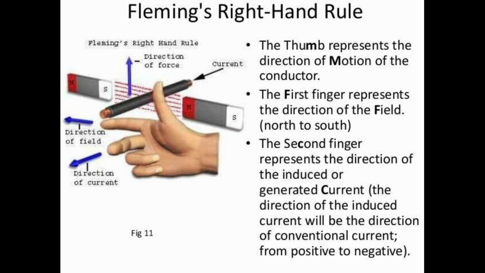If the forefinger points in the direction of the magnetic field and the thumb in the direction of motion of the conductor, then the central finger, or the middle finger, will indicate the direction of the induced current. Here, the thumb represents the direction of motion of the conductor, the first finger represents the direction of the magnetic field, and the second finger represents the direction of induced or generated current.